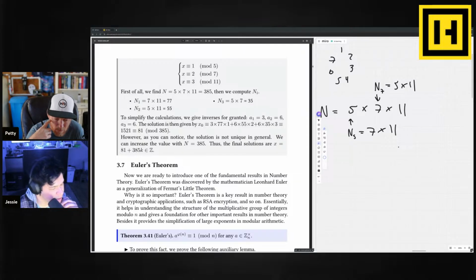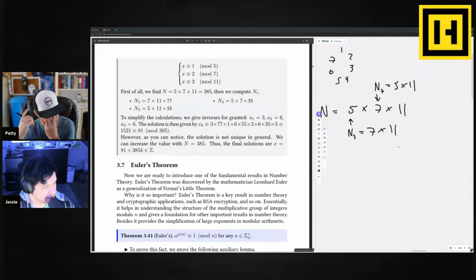The solution is then given by x sub 0 equal to 3 times N1, so 77 times 1, plus the next one, 6 times 55 times 2. Okay, I get it. Congruent to 1521, congruent to 81 mod 385. How did they get the 81? Where's that one coming from?